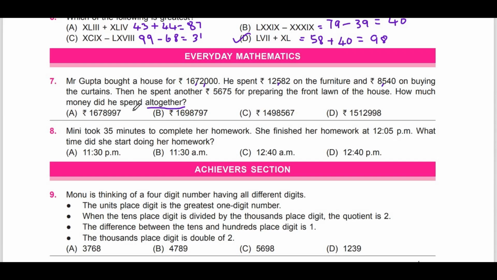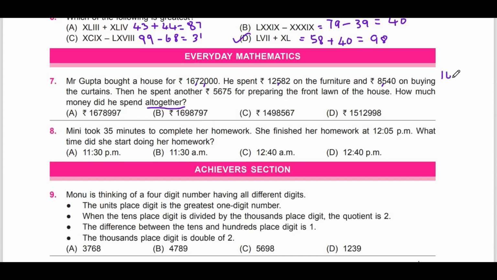So this is the keyword here. Whenever we get the word as an altogether, it means addition. So whenever we get total, in all, altogether, everything is addition. Now let's see how much money he has spent. Now let's find the total amount spent.